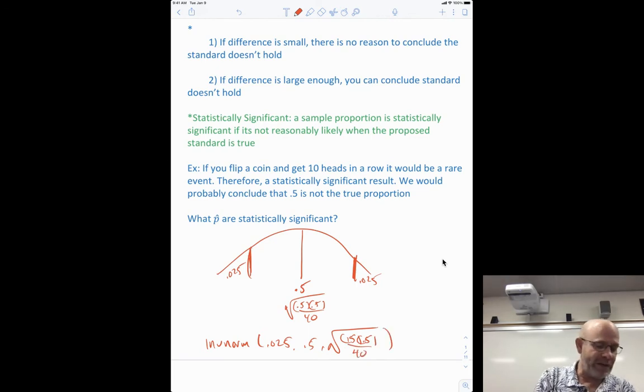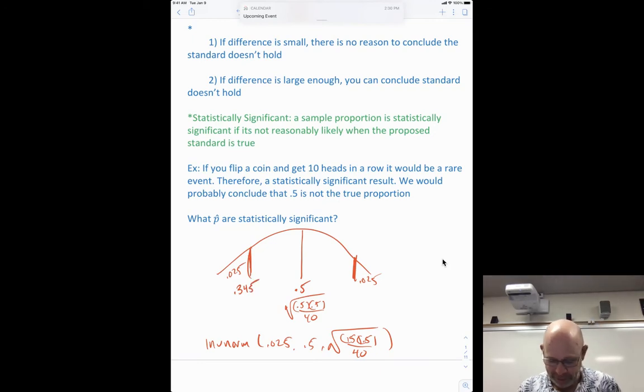So if I go inverse norm, 0.025 with a mean of 0.5 and a standard deviation of the square root of 0.5 times 0.5 divided by 40, I get 34.5%. So if I go the other side, what is that? 15.5, so 0.655. I hope I did that right. So anything, if I were to flip a coin 40 times and get over 65%, I would say that's a statistically significant event. So statistically significant specifically means not reasonably likely.